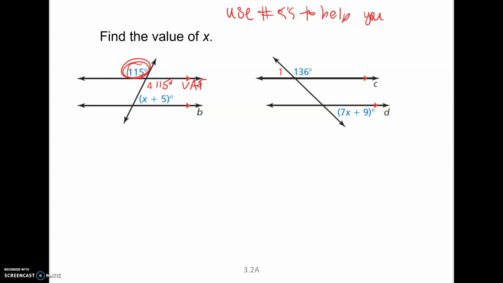Now I'm looking right here, and I'm going to cross that 4 out so I don't get confused, right here at these two. Okay, so I know they're both inside my parallel lines, and they're on the same side of my transversal.